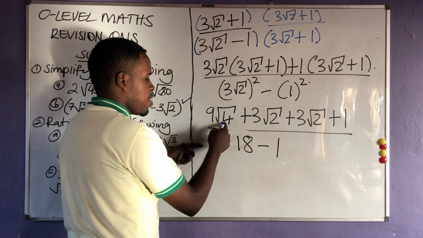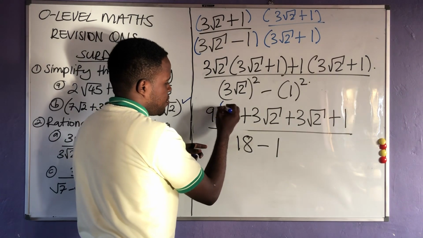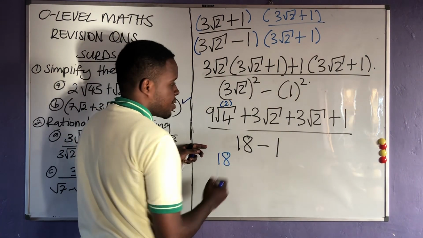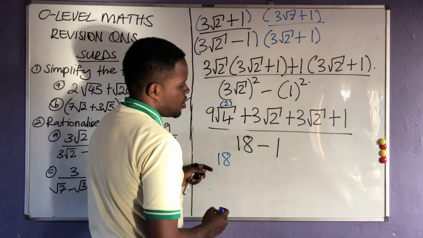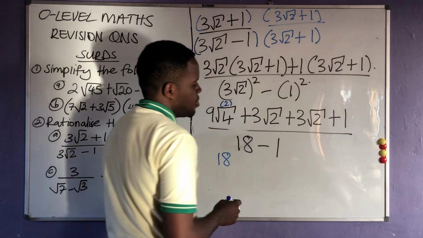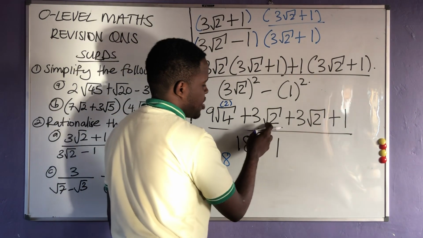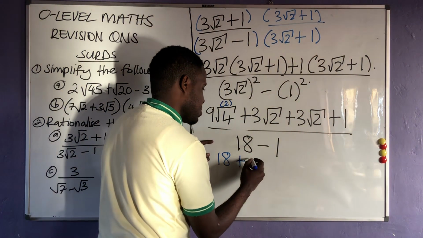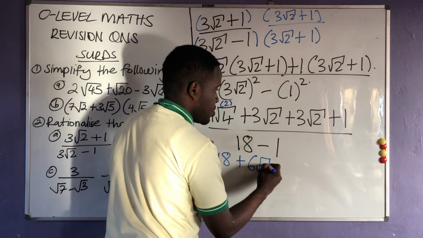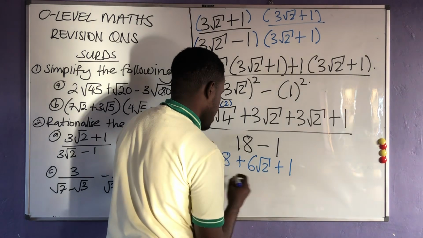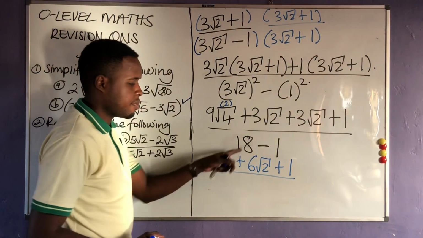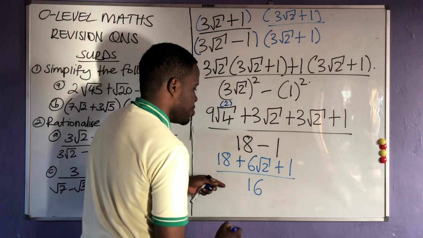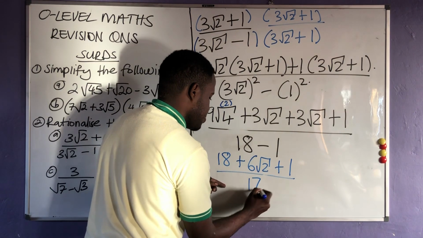We know the square root of 4 is a 2. So 2 times that 9 shall end up giving us 18. So these ones are like terms, so we can add them. This is 3 root 2 plus 3 root 2. This one here is going to give us a 6 root 2, then plus that 1, divided by. This one here is going to end up giving us a beautiful 17.